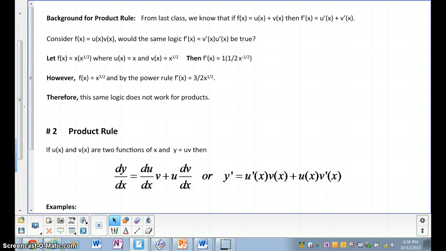Hello SL2. Today's topic is the product rule and the quotient rule.